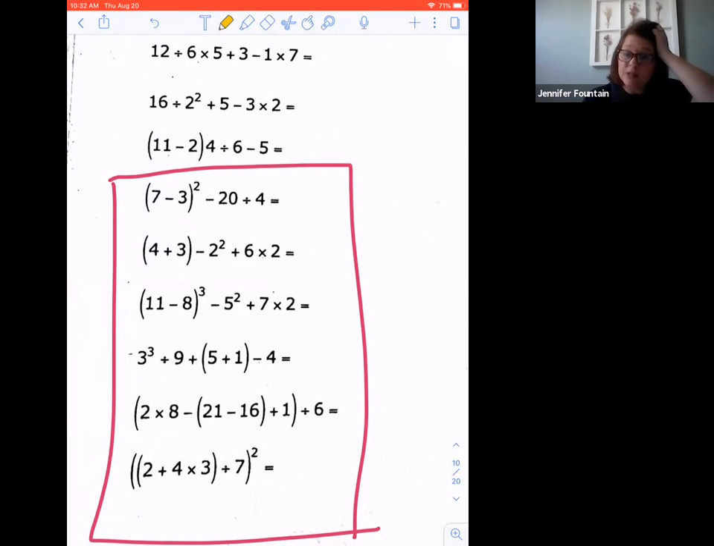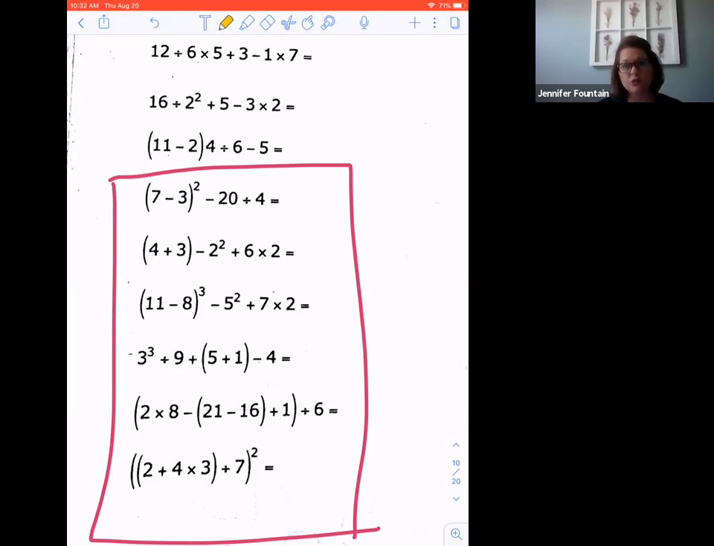So those of you that joined in a little bit late at the break, if you want to hang out for a minute, we can get you caught up on checking your homework answers. Right now we are on page 12, activities 5. We're getting ready to check those last 6 problems. The first one is 7 minus 3 to the second power minus 20 divided by 4, and your solution is 11.